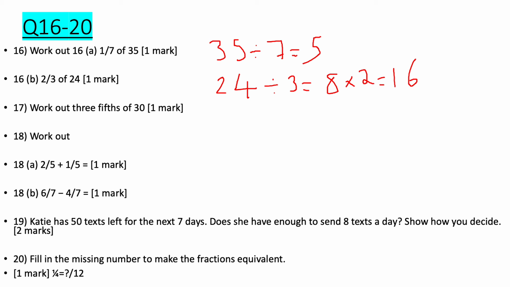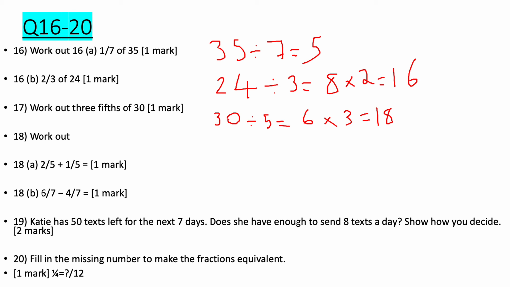Question number 17. Work out 3/5 of 30, or 30 divided by 5 is 6. Multiply my answer by 3, because it's 3/5. I get 18. So the answer for question 17, guys, is 18.